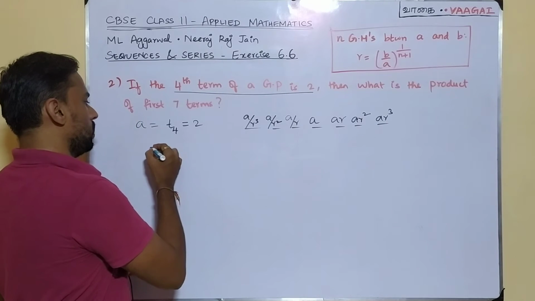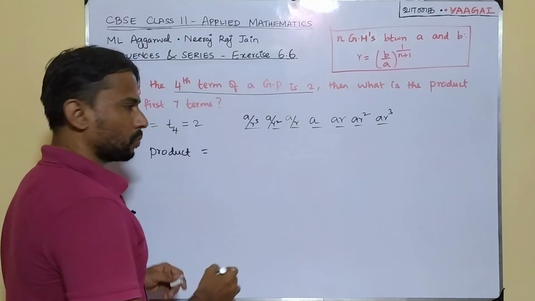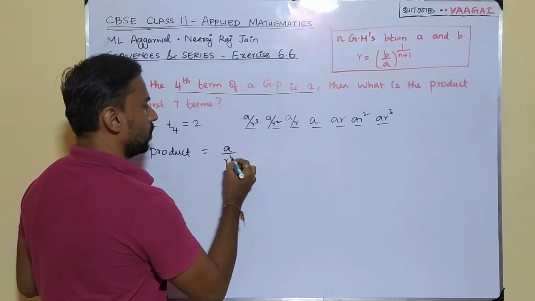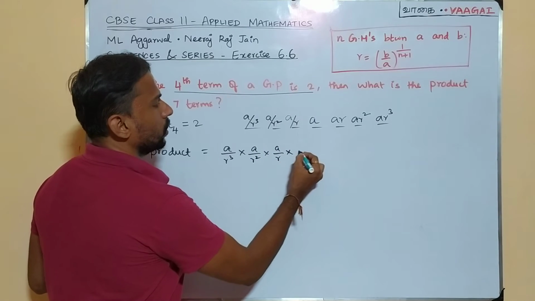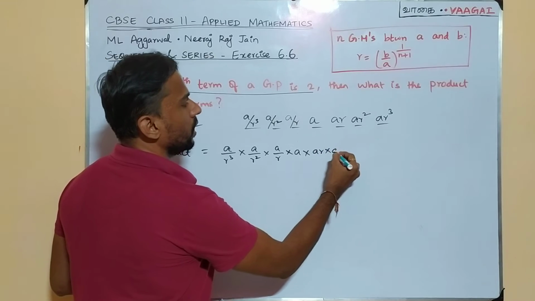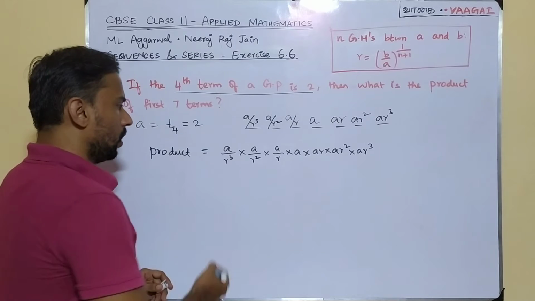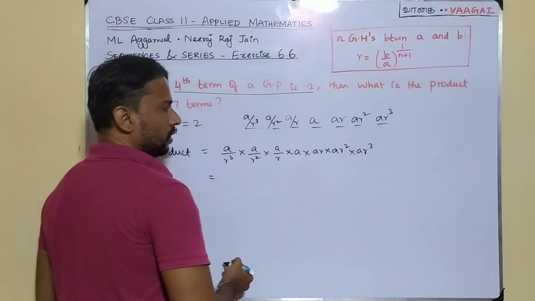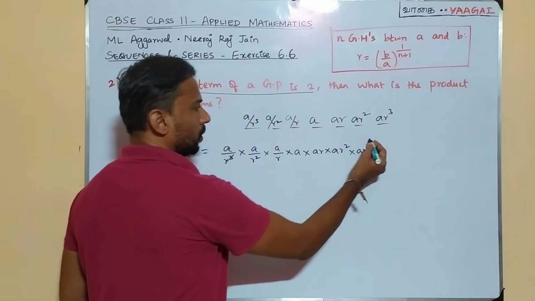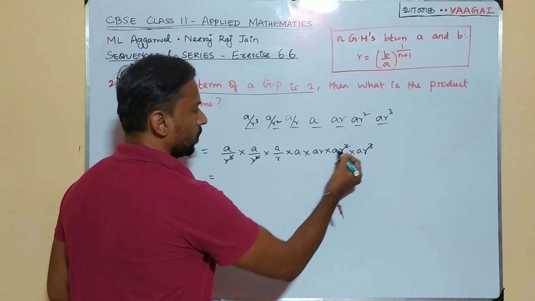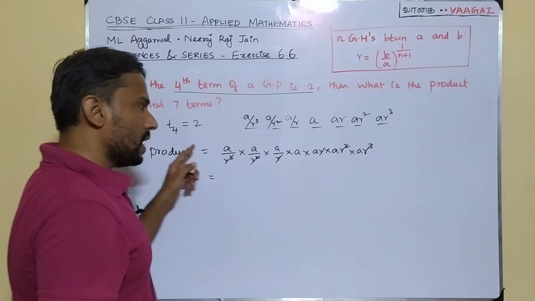The product is going to be the product of the first 7 terms. This product is equal to a by r cube multiplied by a by r square multiplied by a by r into a into ar into ar square into ar cube. That's it. Is it clear? Now I can cancel the same terms in the numerator and denominator. For example, I can cancel this r cube and r cube, here I have r square, here I have r and r. They are cancelled.